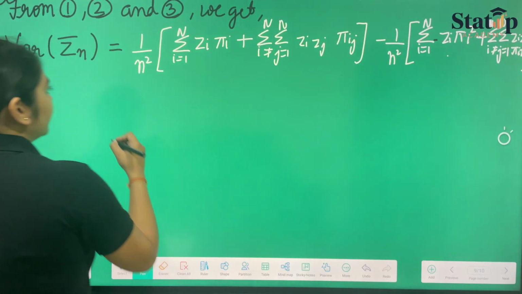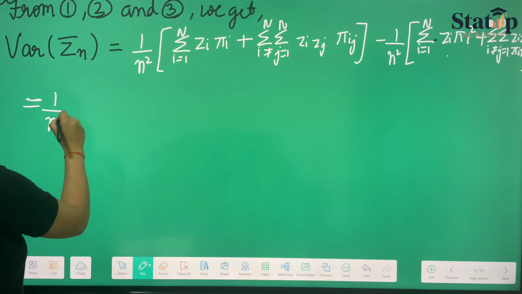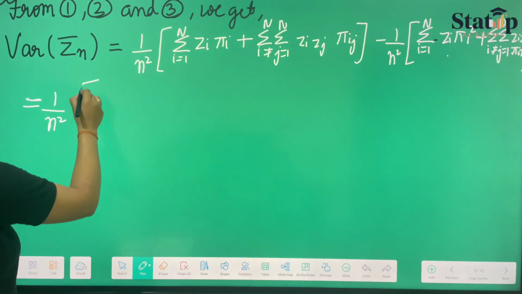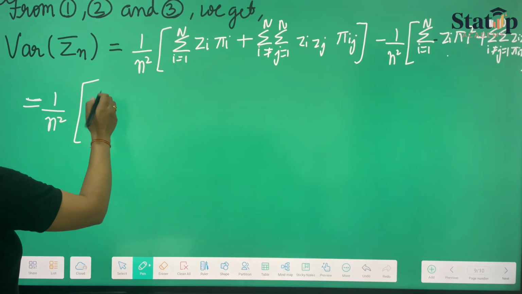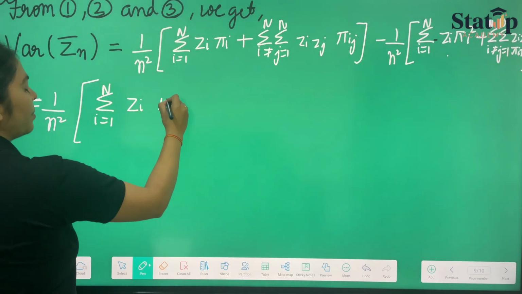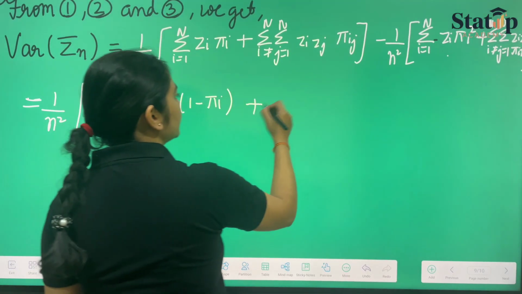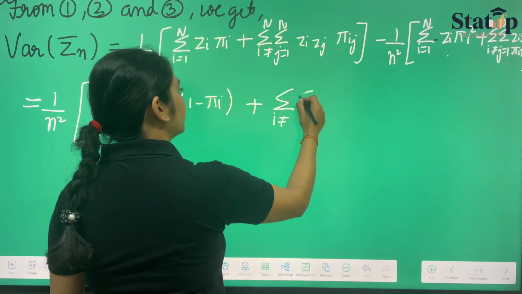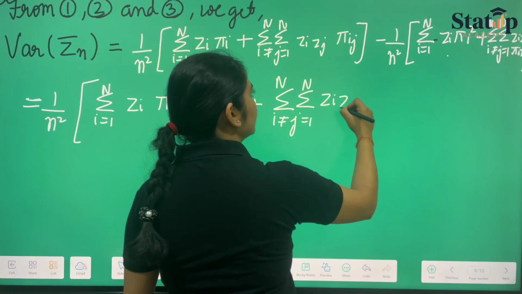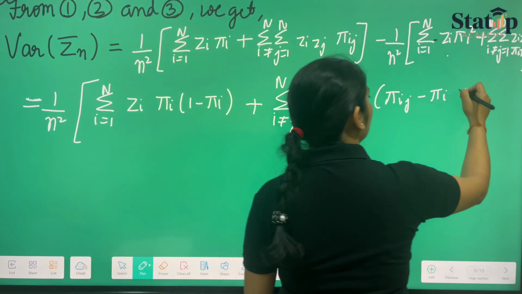So taking the common terms out, we will be left with 1/n² taking outside this, and summation i goes from 1 to n zi πi (1 minus πi) plus summation i not equal to j goes from 1 to n zi zj (πij minus πi πj).